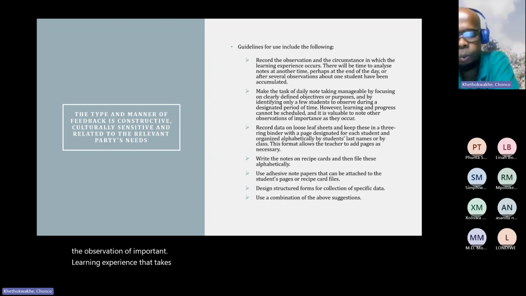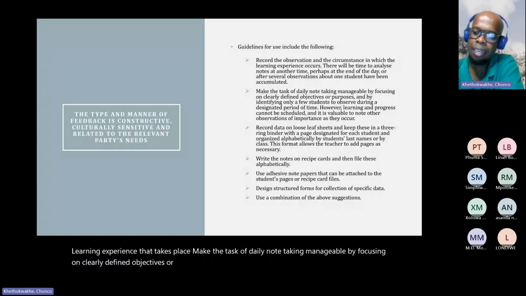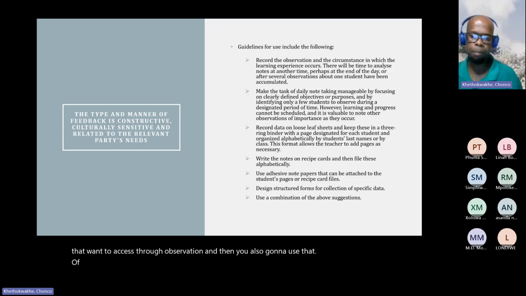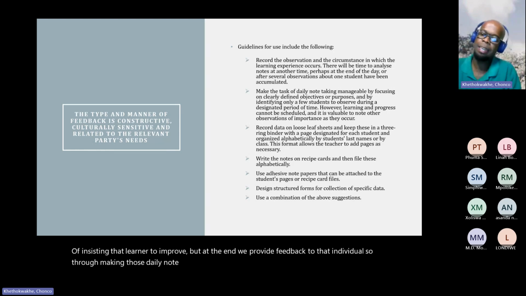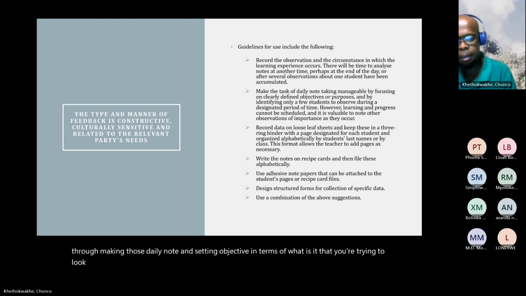Make the task of daily note taking manageable by focusing on clearly defined objectives or purposes. So let us say we are dealing with a certain candidate that you want to assess through observation, and you also want to use that at the stage of assisting that learner to improve, but at the end you provide feedback to that individual. So through making those daily notes and setting objectives in terms of what it is that you're trying to look at in order to assist this person through his or her journey.